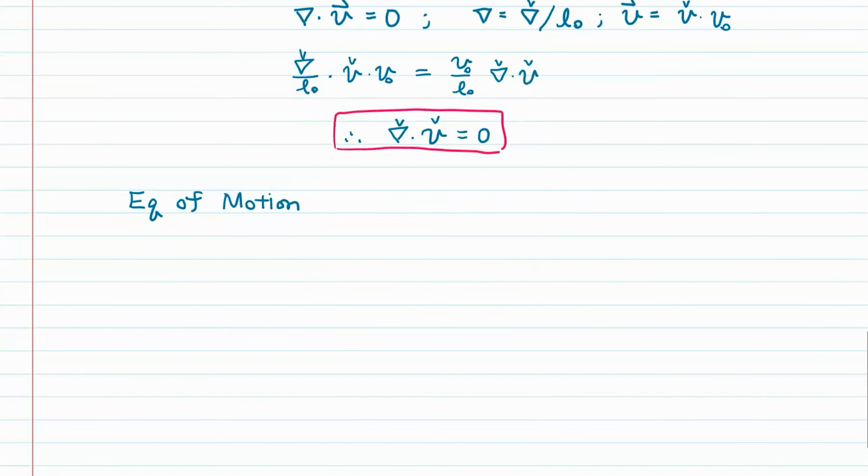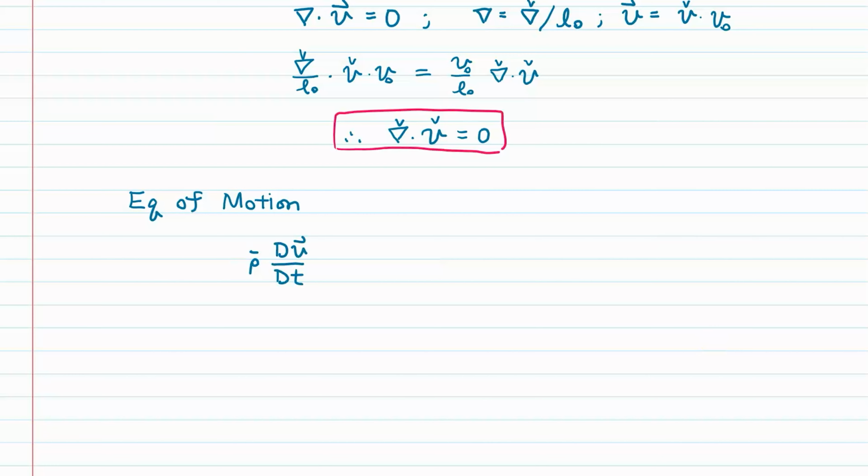So let's first look at the left-hand side. On the left-hand side, what we have is rho bar times the substantial derivative of velocity, right? So this is our left-hand side.